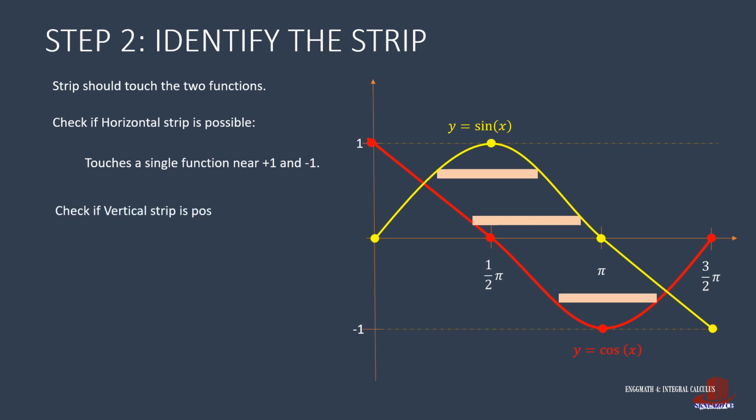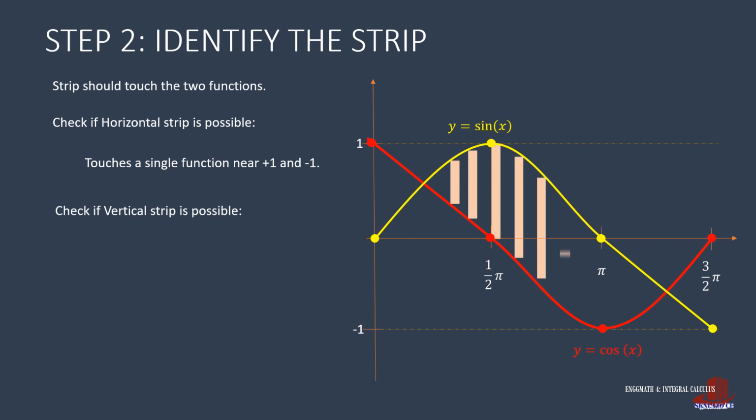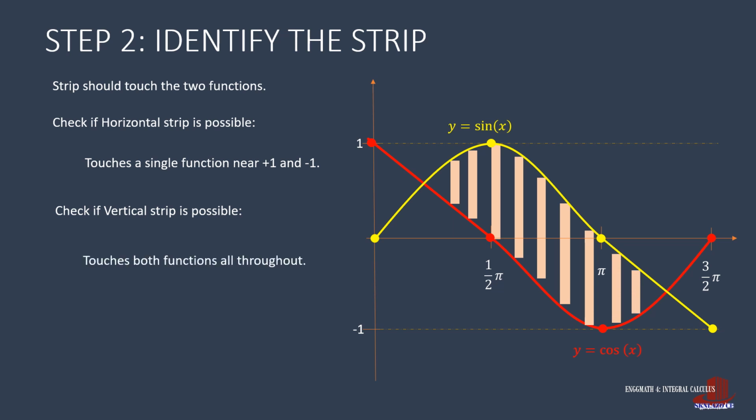So check vertical strips. By placing vertical strips from the smaller parts of the area to the wider parts, both ends of each strip touch both the functions, sine of x and cosine of x, so we use vertical elements.